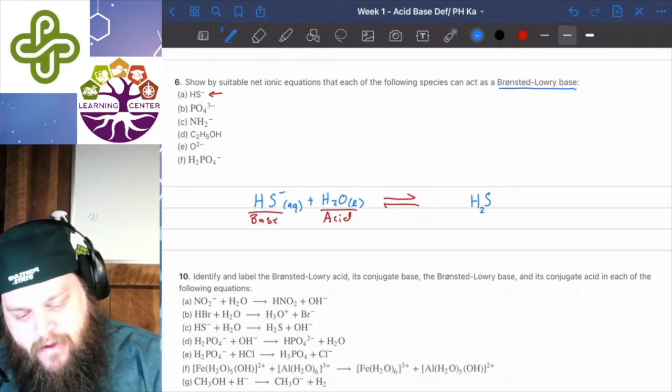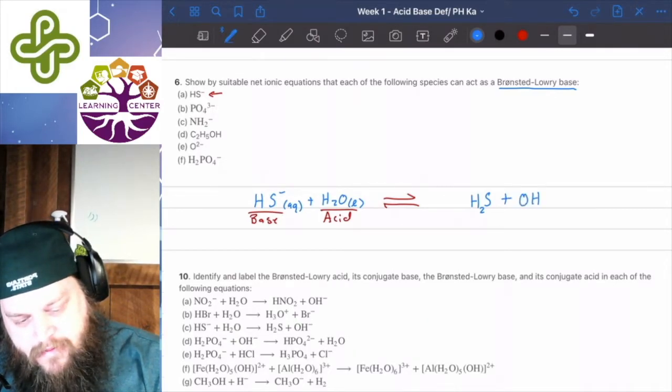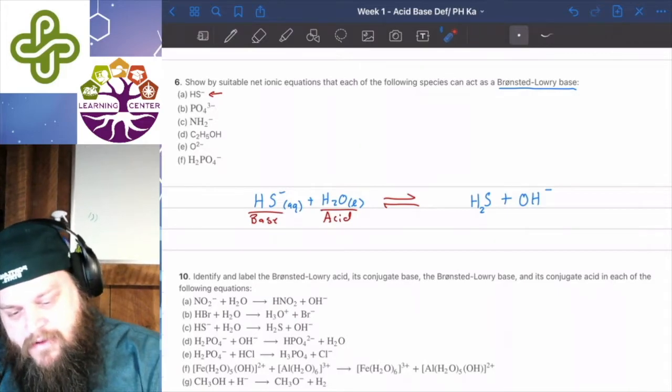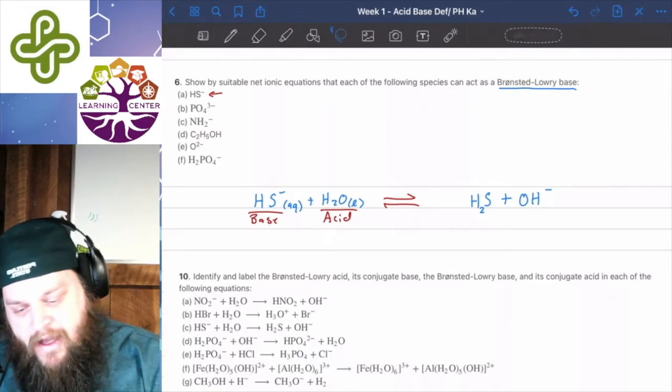So the other product that's formed here is going to be OH minus. Because for this base, we have its conjugate acid. What would the conjugate acid be for that base?